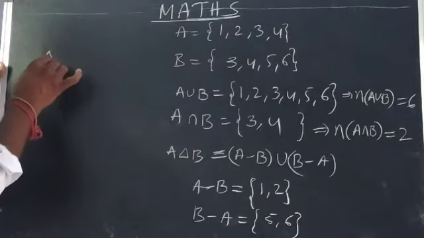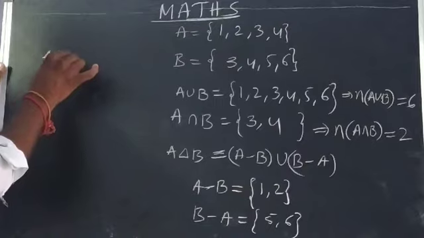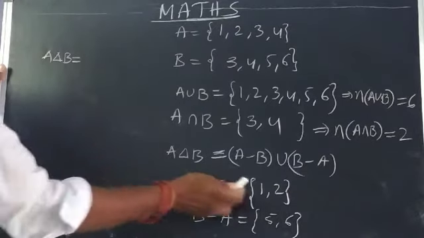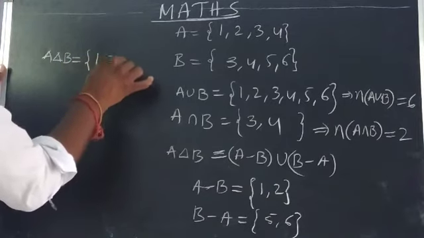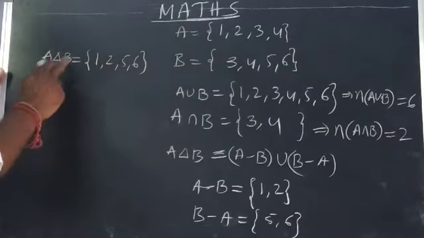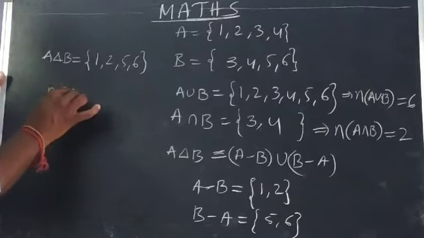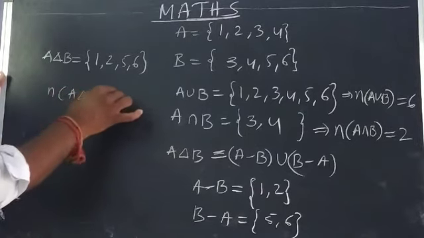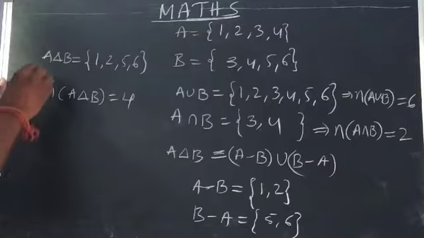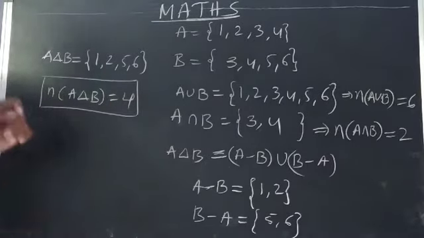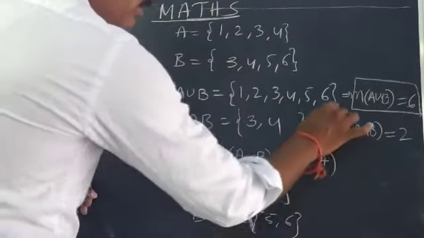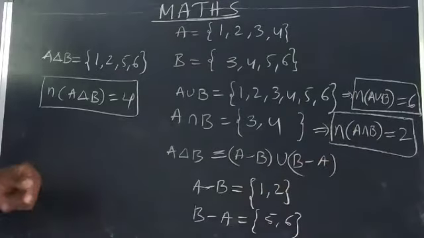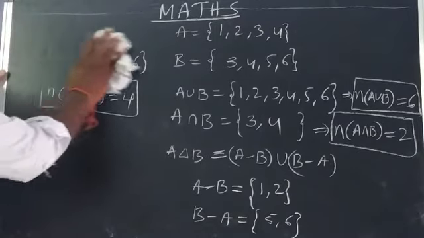Now I am finding the symmetrical difference of A and B. So take the union of these two sets. The union of these two sets gives you {1, 2, 5, 6}. Now see how many elements are there in A symmetrical difference B: 4 elements. Now I got the number of elements in the symmetrical difference of A and B, and the number of elements in A union B and A intersection B.